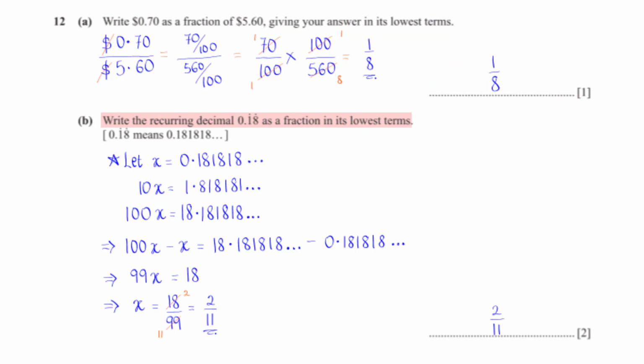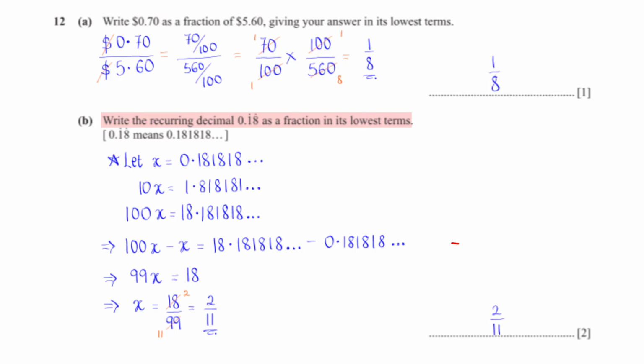Write the recurring decimal 0.18 recurring as a fraction in its lowest terms. 0.18 recurring means 0.181818. Okay, so let's call the recurring decimal x, 0.181818, and let's multiply x by 10. And when we do that, we get 1.818181. And when we multiply x by 100, we get 18.181818. So looking at all these values, x and 100x have a similar pattern after the decimal point. And so we are going to pick these values onto the next step.